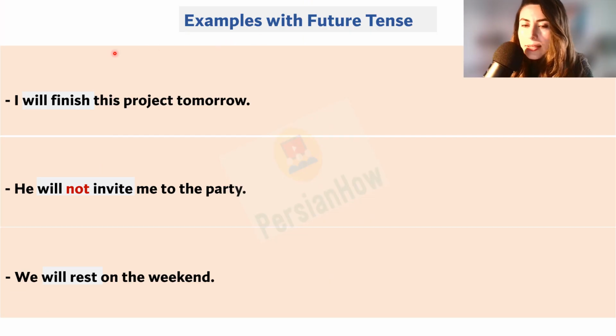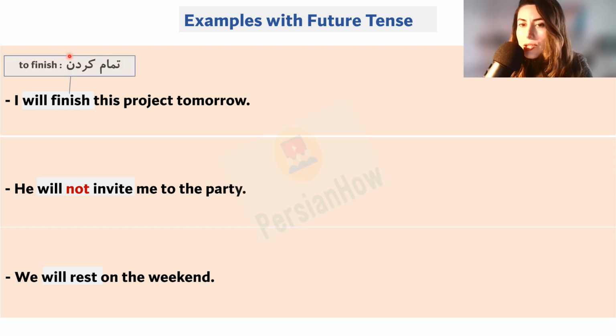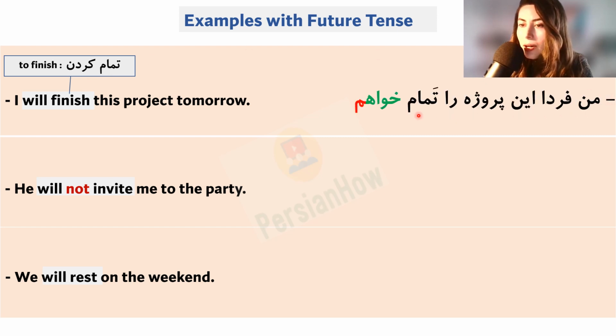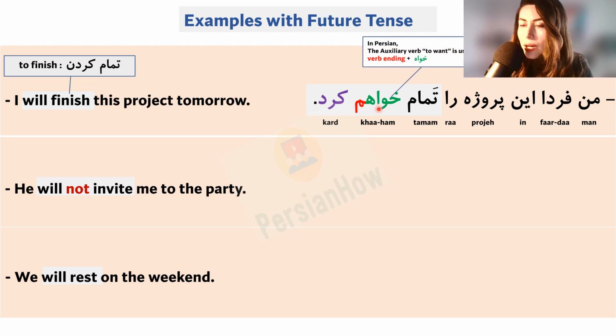Let's get some practice here. I will finish this project tomorrow. So to finish is تمام کردن. من فردا این پروژه را تمام خواهم کرد. So here the verb is تمام خواهم کرد, which is in future form. And the auxiliary verb خواهم needs to come between the non-verbal part and the verbal part.